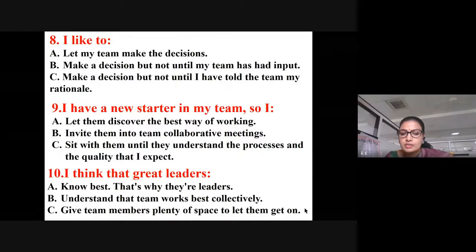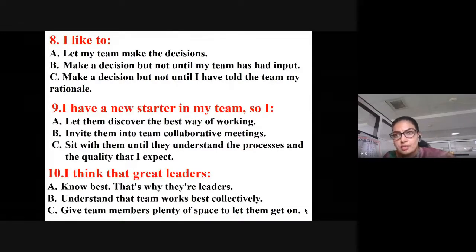And the 10th question is, I personally think that great leaders, they know the best. That's why they are the leaders. I just would like to understand that team works in a collective way. It's the best. Always we need to work as a team. That's more important. And the C is to give the team members plenty of space to let them go on. So I just give you the space. You guys decide what you want to do.